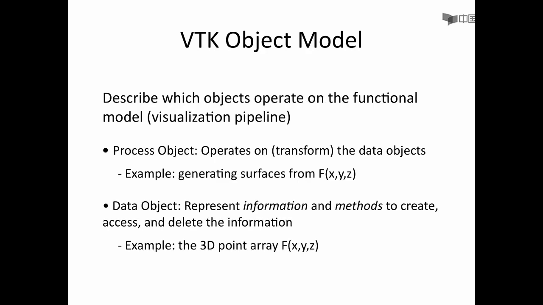The object model also has data objects. A data object represents information and methods to create, access, and delete information. An example of the data objects is the 3D array that we use to store the function evaluations.